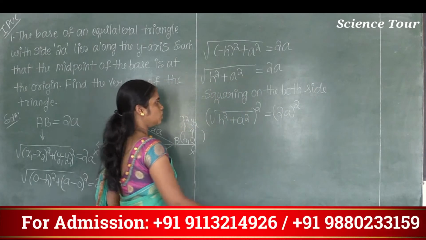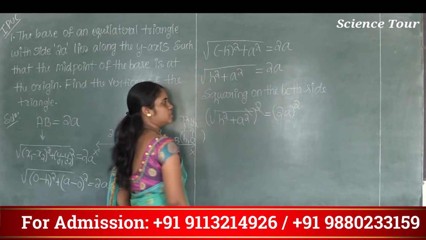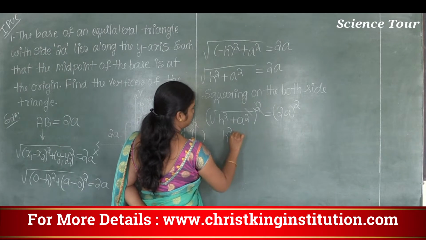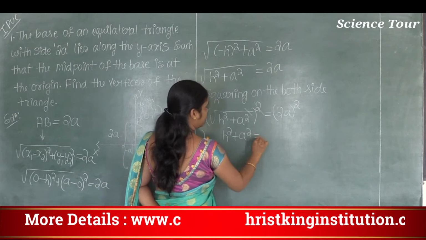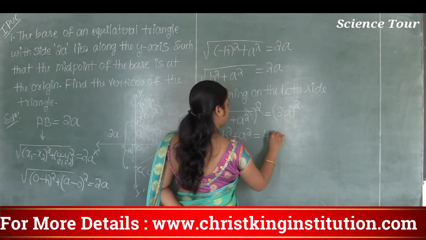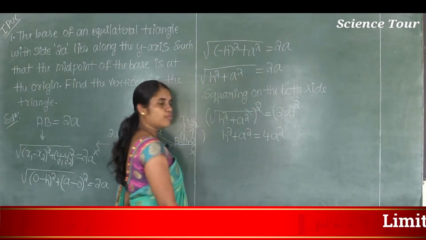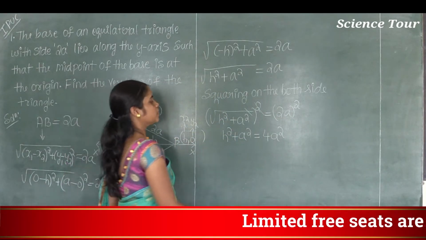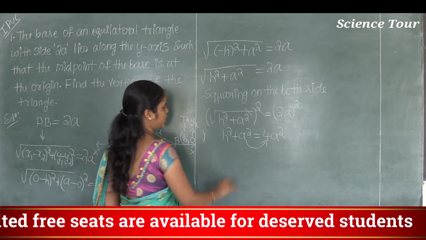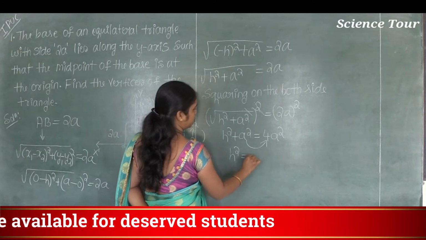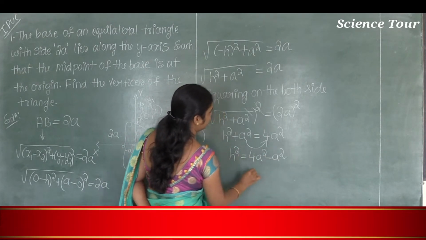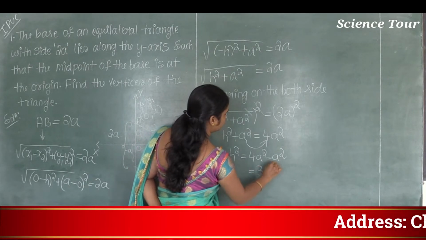Now shall I cancel this square and square root? Then which one remained here? h square plus a square equal to 2 square is 4, 4a square. Now shift this a square to the right hand side. Then I'll get h square equal to 4a square minus a square, that is equal to 3a square.